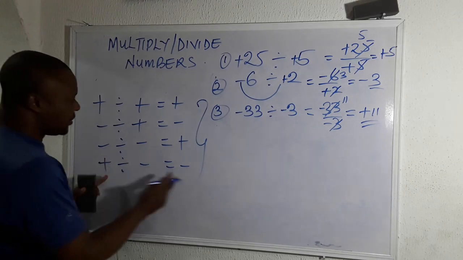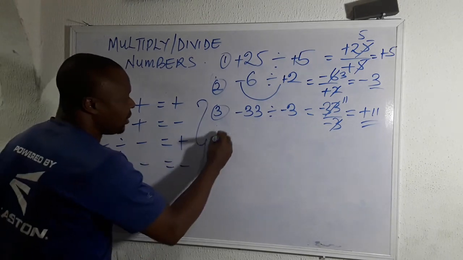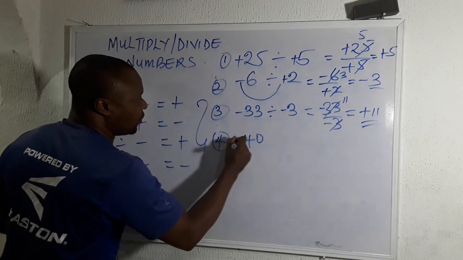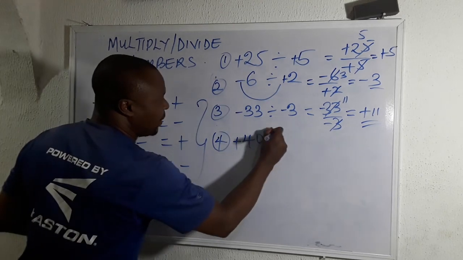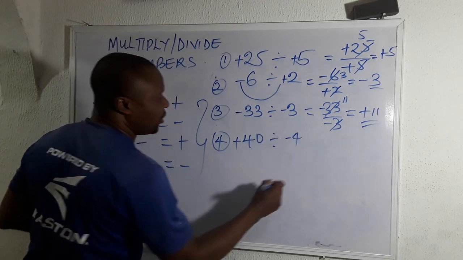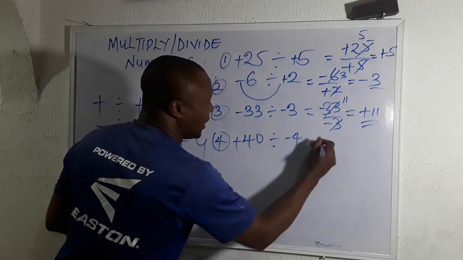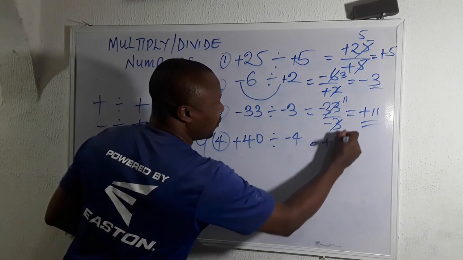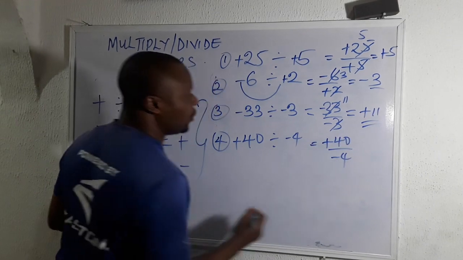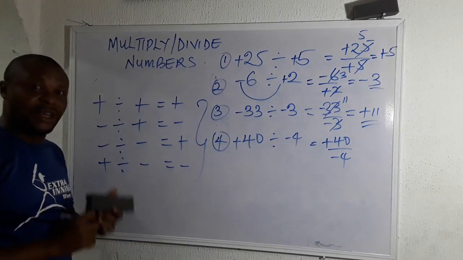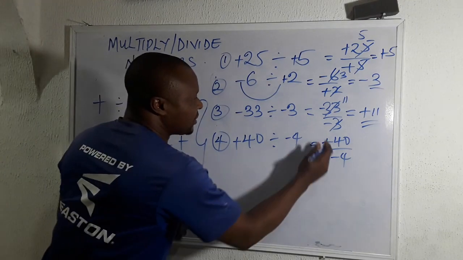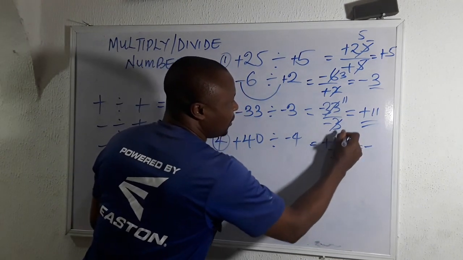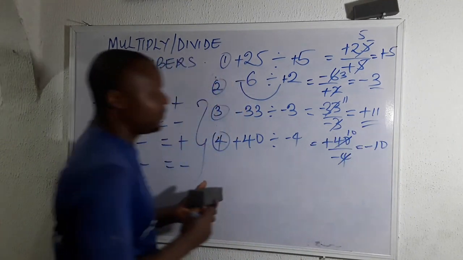Now let's take an example for this fourth case scenario. We can have, say, 40, plus 40, divide by minus 4. This again can be re-expressed as plus 40 divided by minus 4. So again, we divide the signs in front of them. Don't forget. Now plus divide by minus will give us minus. Then 4 into 40 will give us 10. So that is minus 10.